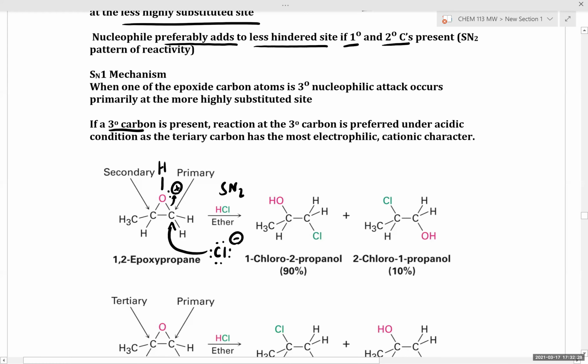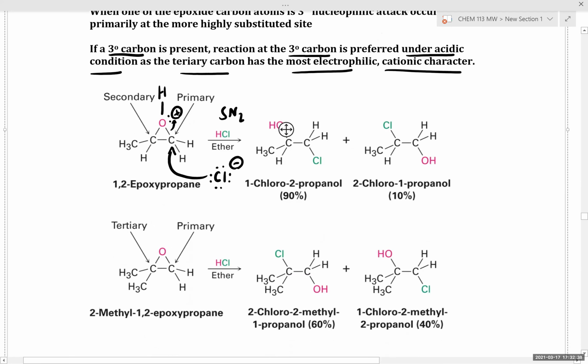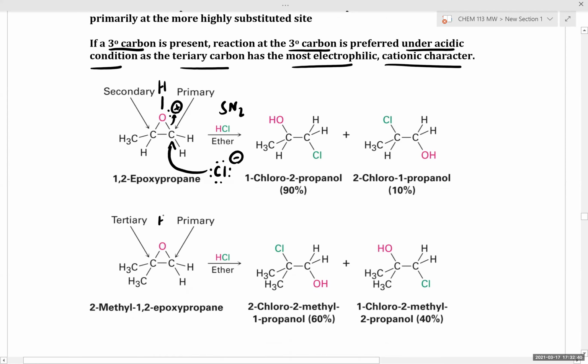However, if a tertiary carbon is present, reaction at the tertiary carbon is preferred under acidic conditions, as the tertiary carbon has the most electrophilic cationic character. So in this case, when we protonate our epoxide, we now have a tertiary carbocation. And this tertiary carbocation can readily stabilize a positive charge. As a result, attack still occurs with inversion, but what we see very clearly is that our regiochemistry now favors the Markovnikov product.